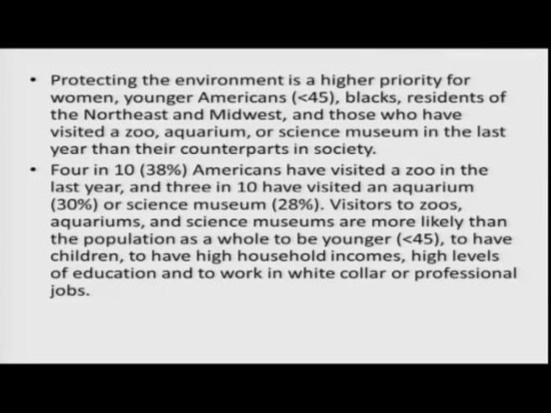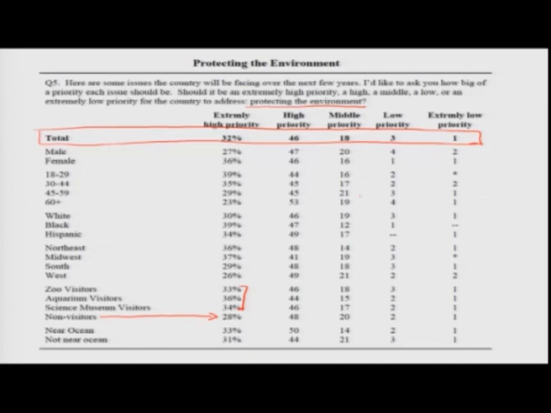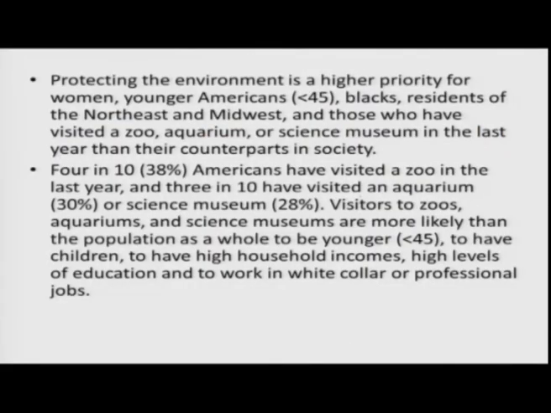4 in 10, about 38% of Americans have visited a zoo in the last year, and 3 in 10 have visited an aquarium, 30%, or a science museum, 28%. Visitors to zoos, aquariums and science museums are more likely than the population as a whole to be younger, less than 45, to have children, to have high household incomes, high levels of education and to work in white collar or professional jobs. So, more details about this particular population. So, first you report it in a table and then you explain it.